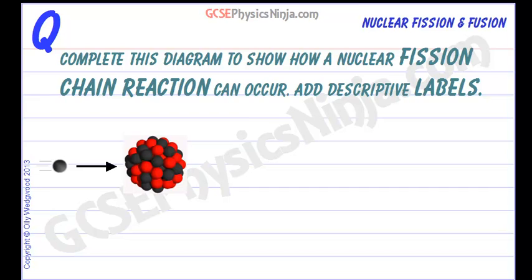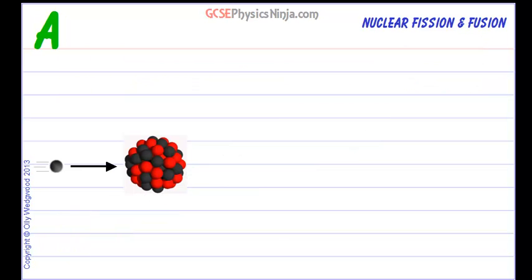Complete this diagram to show how a nuclear fission chain reaction can occur, and we'll add some labels to it. So, first of all, fission occurs when a nucleus of uranium-235 splits into two smaller fragments, and that releases a lot of energy.